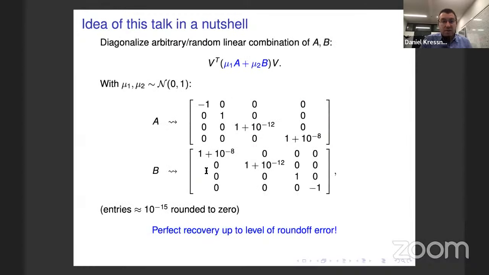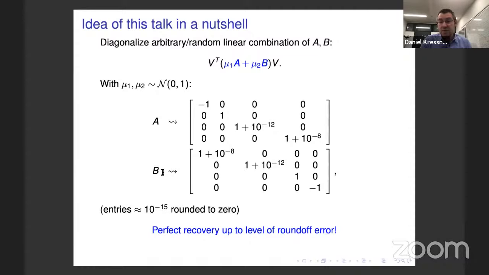And the idea of this talk in a nutshell is, instead of starting with A or B, you start with a random linear combination of A, B. So I'm going to choose mu1 and mu2 to be just a standard normal distribution, independent. I combine A and B, compute V, which diagonalizes the symmetric matrix. And then I apply the matrix V which I get to A, V transpose AV becomes diagonal up to a level of 10 to the minus 15, which is neglected here.